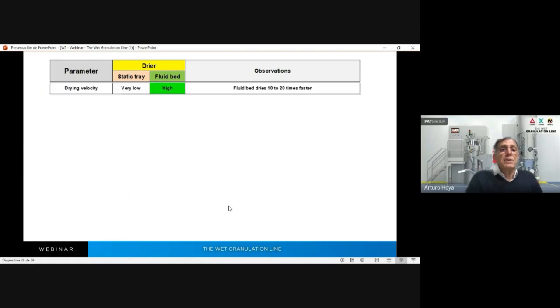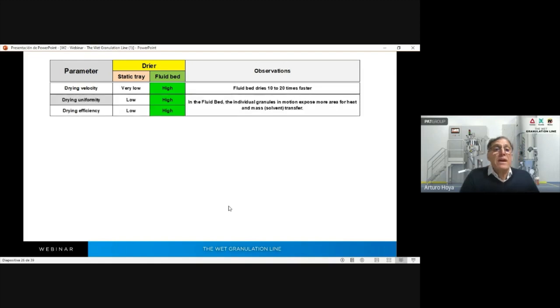Here is a comparison of the parameters between static tray and fluid bed. Rapidly, drying velocity in static tray is very low and very high in fluid bed. Fluid bed dries 10 to 20 times faster. Drying uniformity and drying efficiency are low in static tray and high in fluid bed. Why? In fluid bed, the individual granules in motion expose more area for heat and mass solvent transfer.